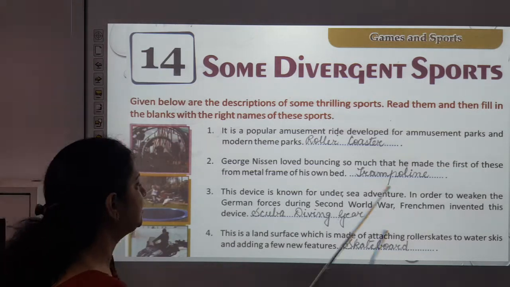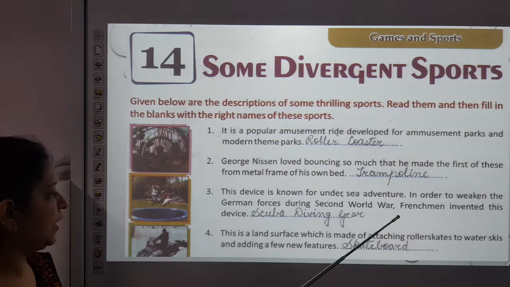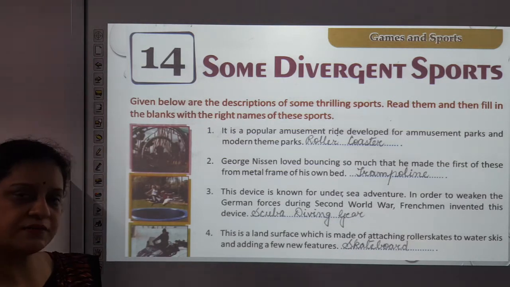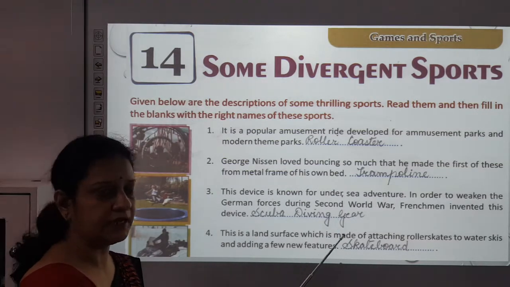In order to weaken the German forces during the Second World War, Frenchmen invented this device. Who invented this device? Frenchmen. And the name of the device is scuba diving gear.